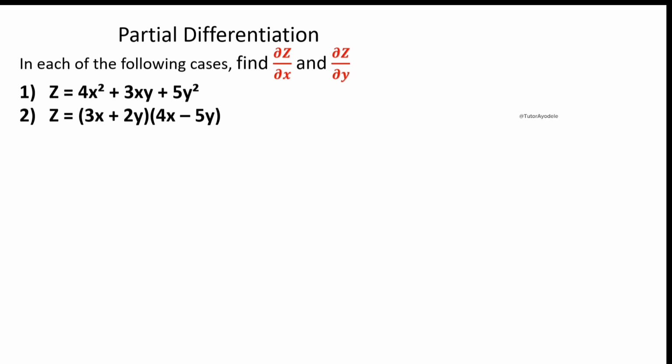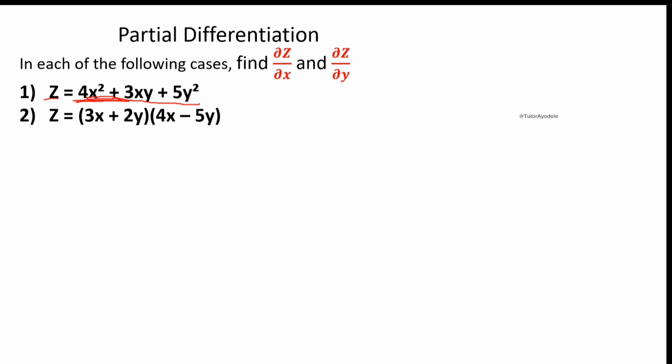Now, looking at this question before us, you see that we have z here. What we're supposed to have here should be only one function, whether x or y. But here now, we have two different functions. We have a function of x and we have a function of y here. So at this point, we consider partial differentiation.